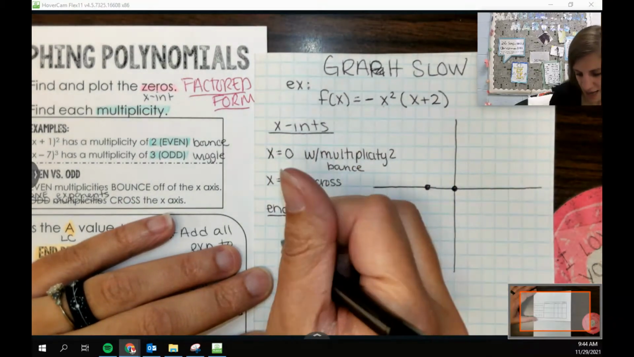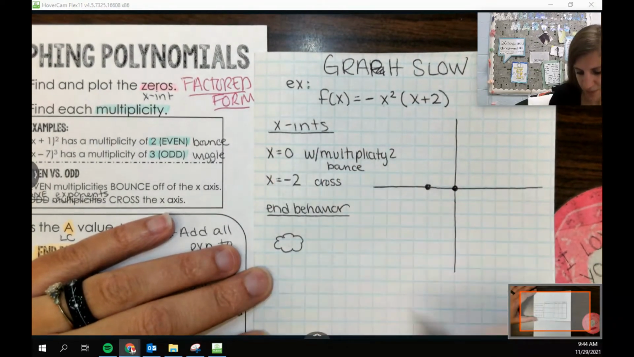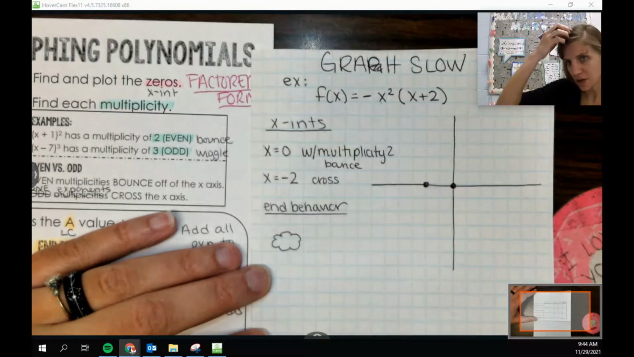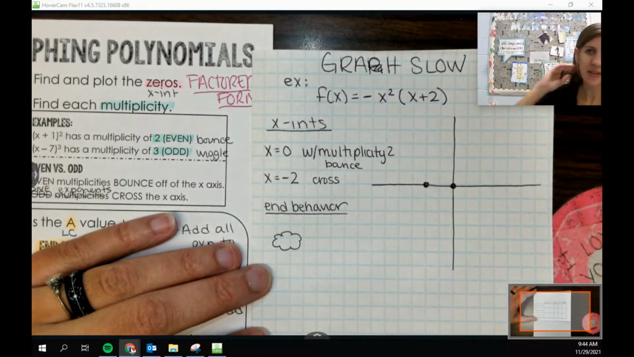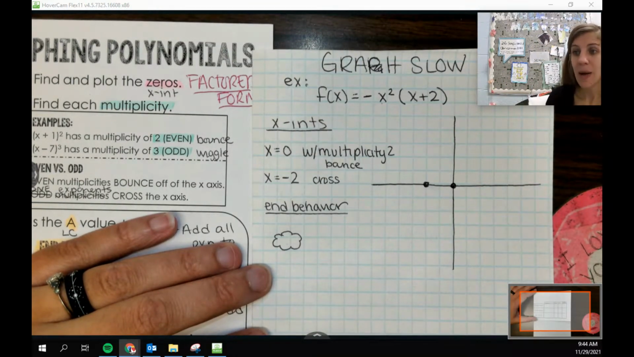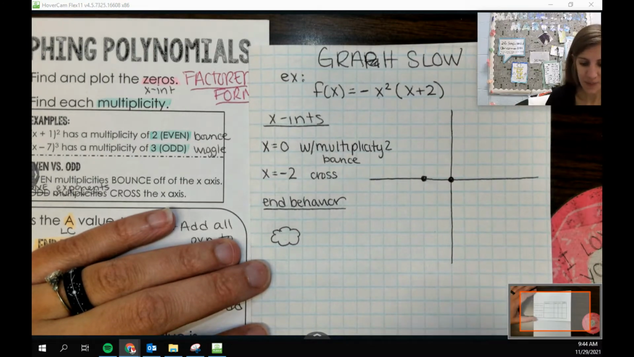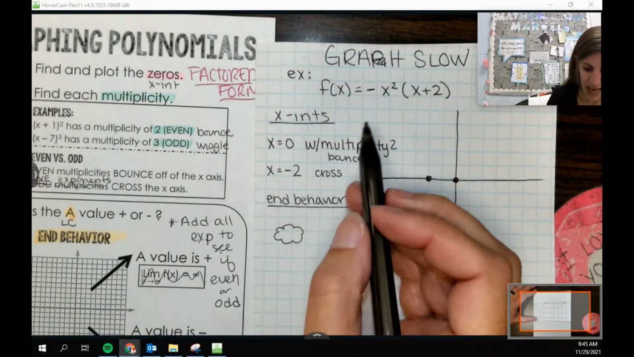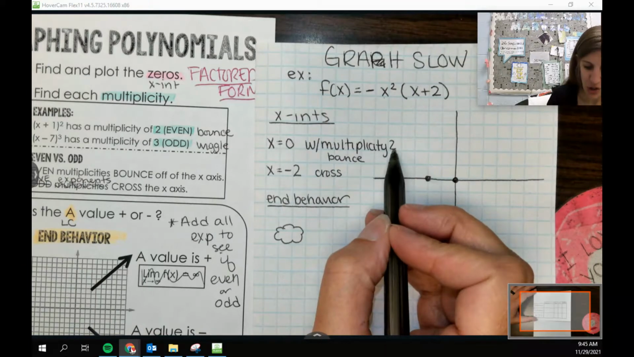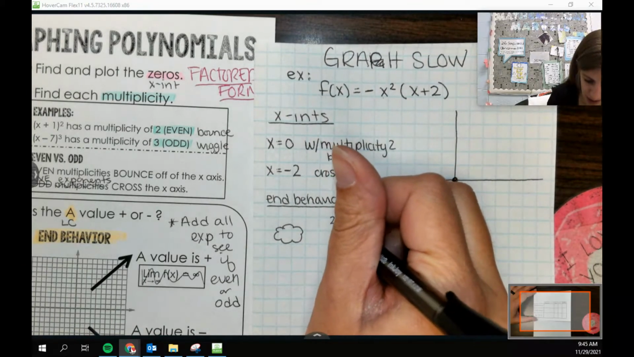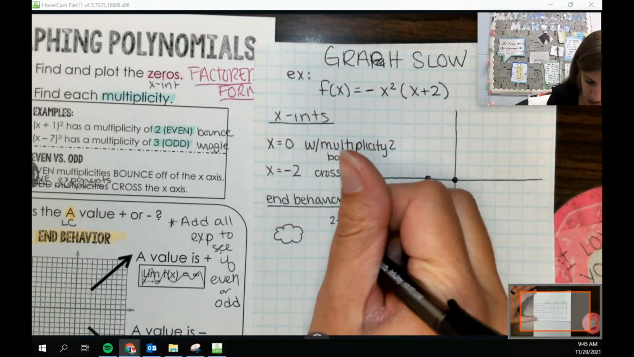Okay, so when I think about the end behavior, I think about my cloud. I'm going to also practice writing it in correct notation, although for graphing purposes, it's not super necessary. But for my cloud, I need to add up all my exponents, so 2 and 1 to get 3, so we are odd.